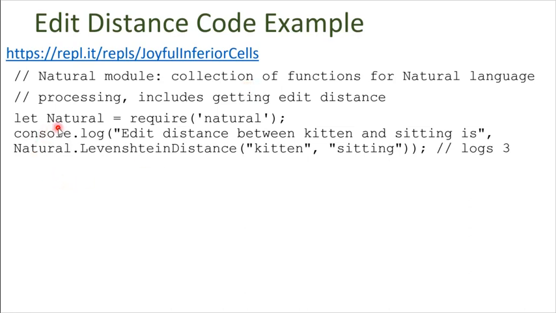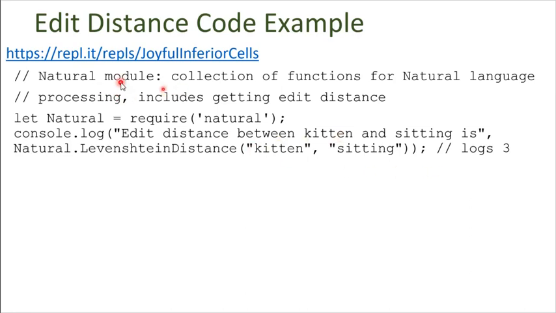So over here, this is just a variable to hold all the functions that are in this natural module that are accessible here. And we just use the Levenshtein distance of this natural module, natural.LevenshteinDistance, and we give it the inputs of kitten and sitting, and we can see that the distance between those two words is 3, right?